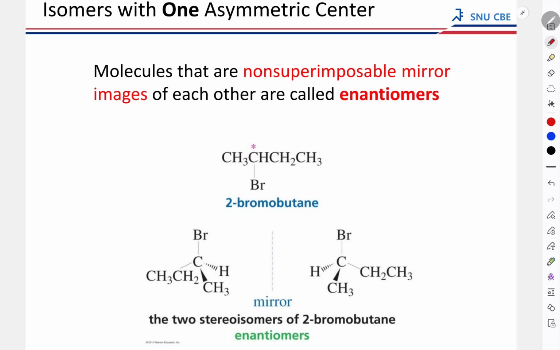So in this case, you can identify the asymmetric center on this carbon. It has 4 different substituents: hydrogen, methyl, bromo, and ethyl groups, right? And then you can draw one enantiomer, and then you can draw the mirror image of that enantiomer. These two are called enantiomers of each other, the 2 stereoisomers of 2-bromobutane.